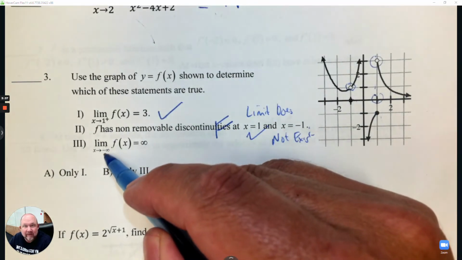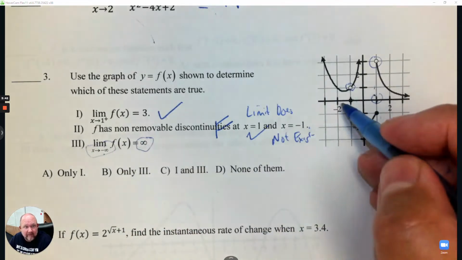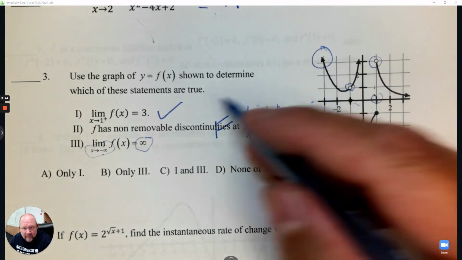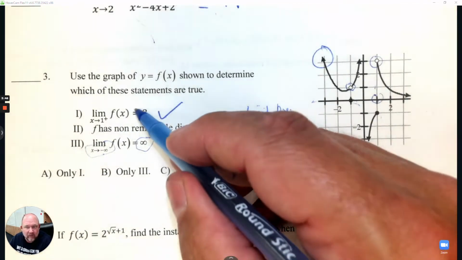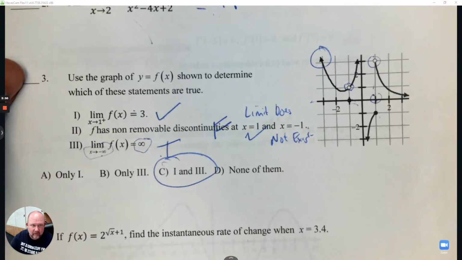The limit as x approaches -infinity. That's the left end behavior is going to infinity. So is the left end going to infinity? True. So the answer is 1 and 3. That's the truth. Number 2 is the false one.